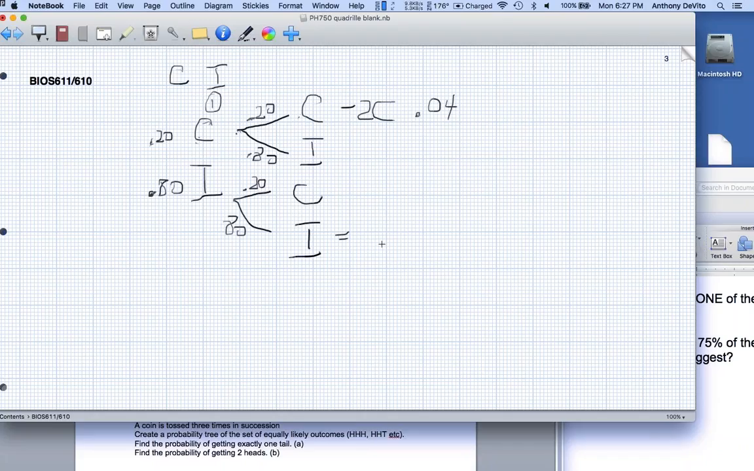Right? What's that going to be? 0.8 times 0.8 is what? 0.64, right? That's two incorrect answers. So now what are the other possibilities?